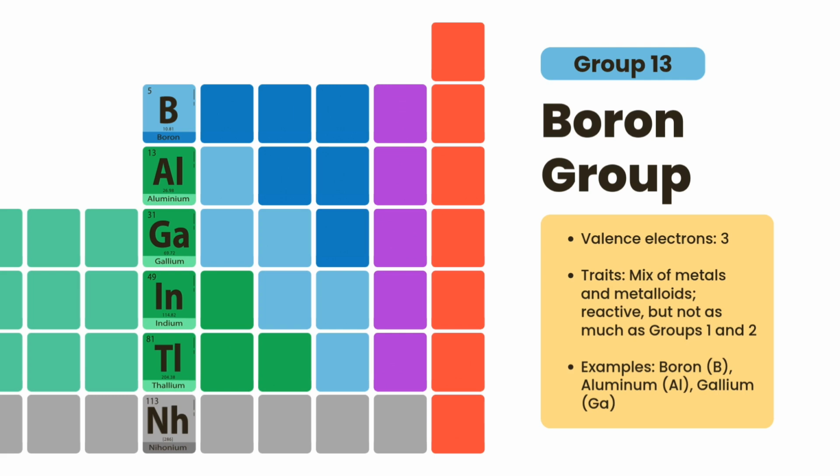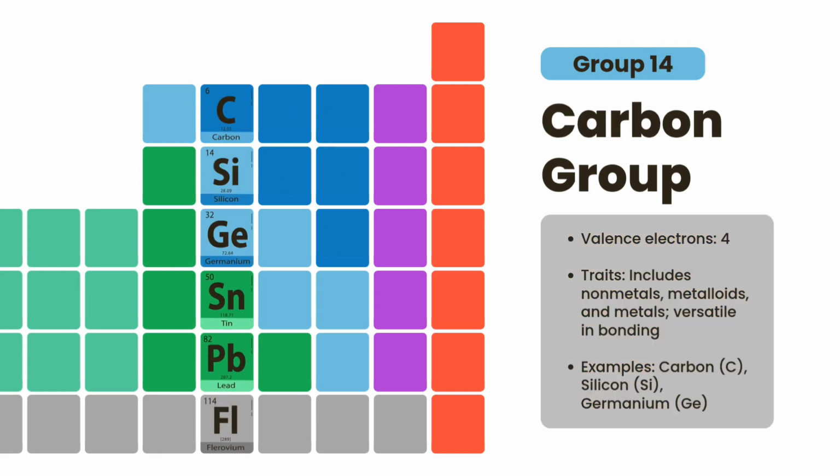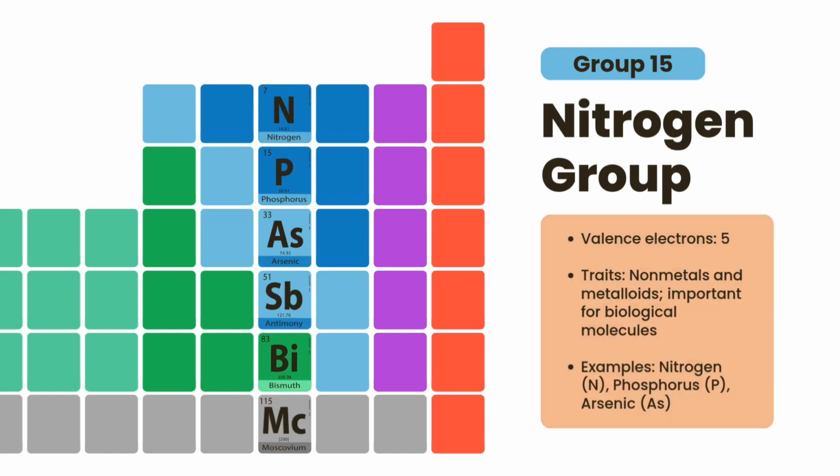Group 13 contains elements such as boron and aluminium. Most of these elements have 3 valence electrons. Aluminium is one of the most commonly used metals in everyday life. Group 14 contains carbon, silicon, germanium, tin, and lead. These elements have 4 valence electrons. Carbon is especially important because it forms the basis of all known life.